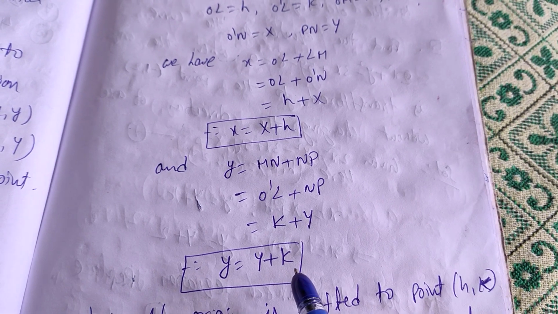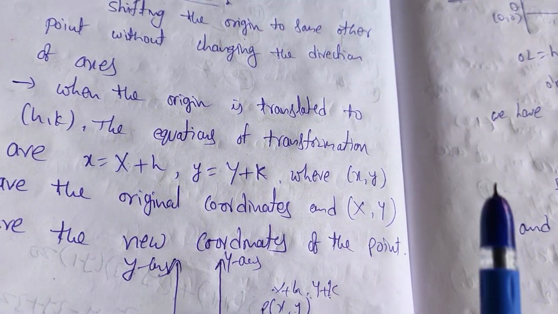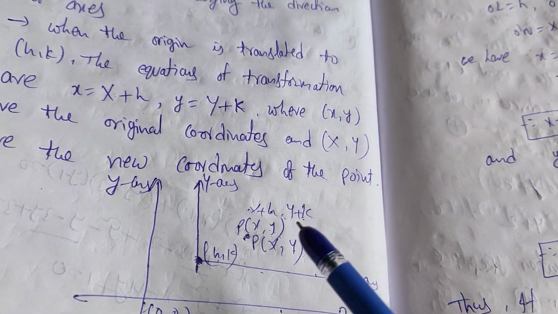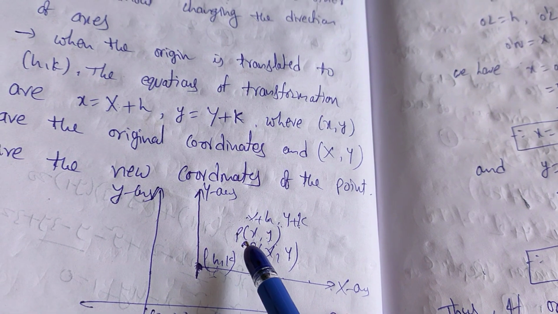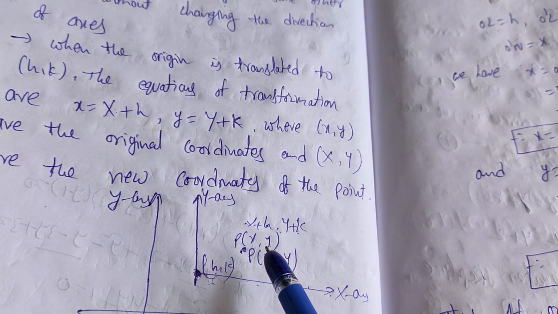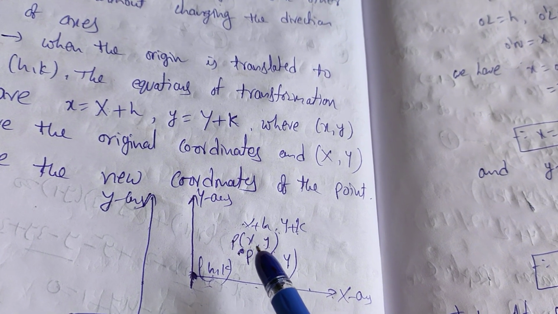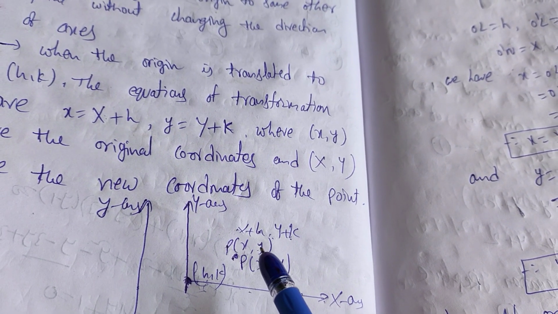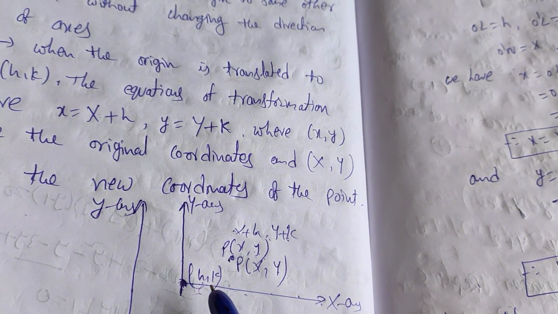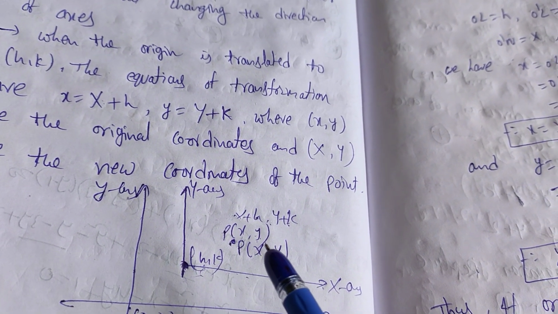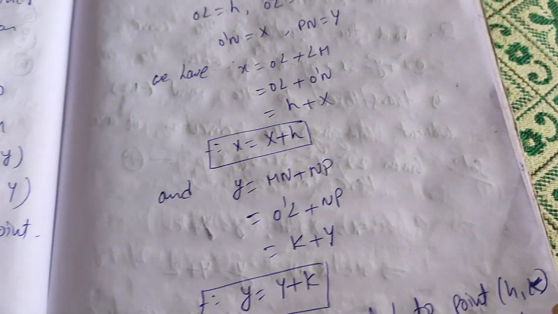So therefore y is equal to y plus k. So this is the proof of this theorem. Okay, if you shift the origin to some other point h comma k, then the new coordinate axis, if you denote with capital X comma capital Y, and the original coordinates with small x comma y, this point P x comma y changes to capital X comma capital Y according to the new coordinate axis. Then our relation becomes small x is equal to X plus h and small y is equal to Y plus k.